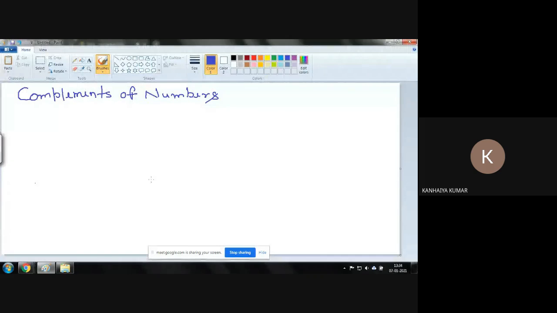Yeah, good morning all. Today we are going to start our discussion with a new topic of number systems, which is complements of numbers. In the previous classes we discussed how we can convert a particular number like hexadecimal into octal, decimal and binary and vice versa. Today we extend our discussion to complements of numbers, and we'll see what it is and why it is important to understand the concept of complementing the given numbers.